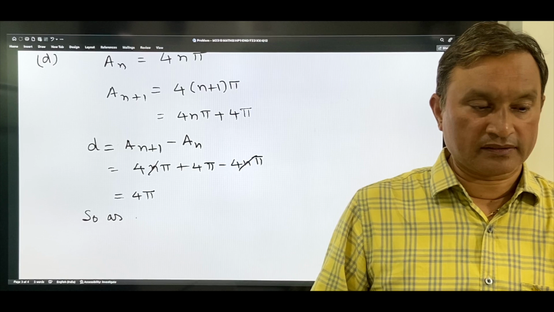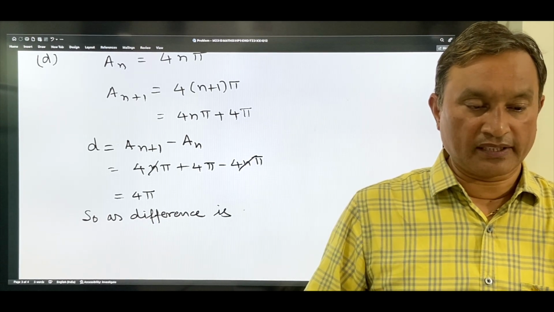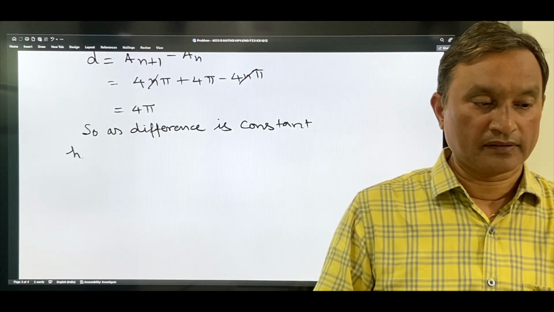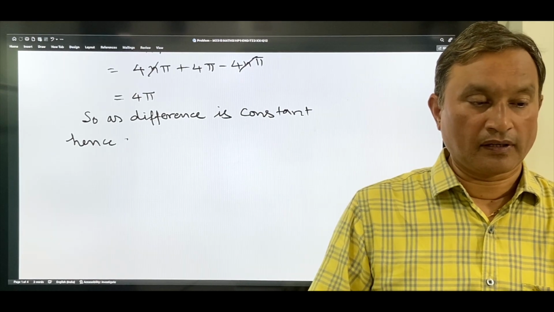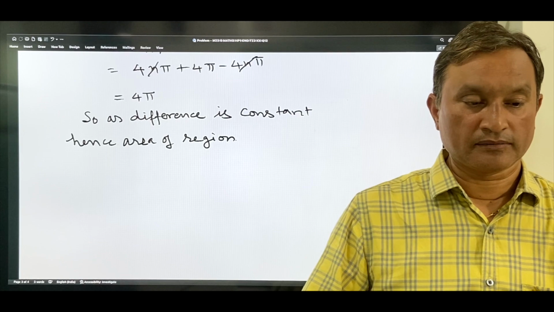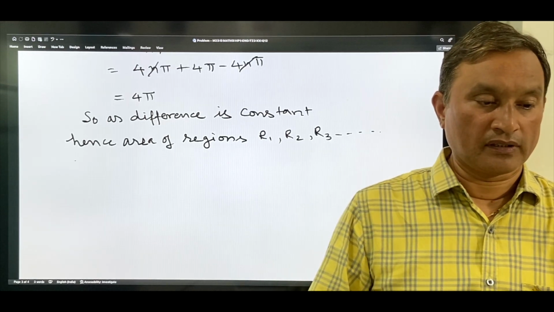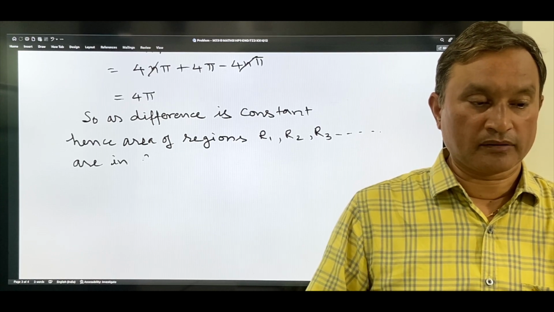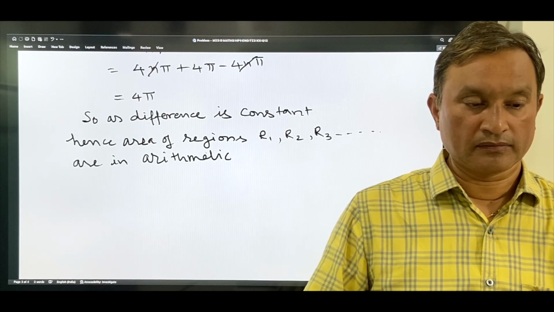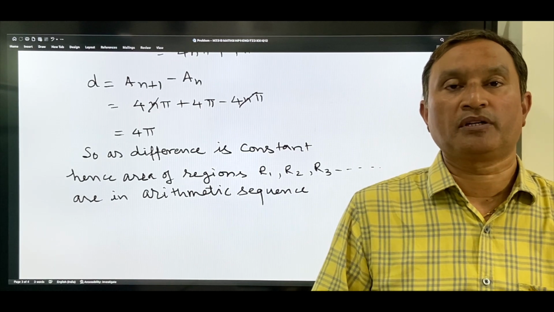So as the difference is constant, hence the areas of the regions R1, R2, R3 and so on are in arithmetic sequence. So this is the solution of the given problem. I hope you understood the solution.